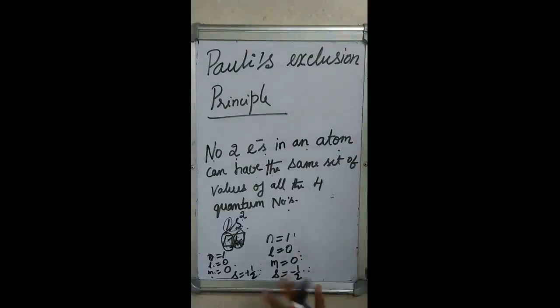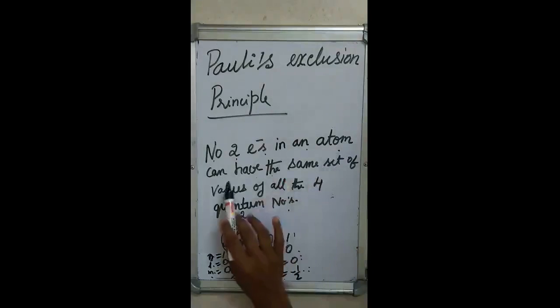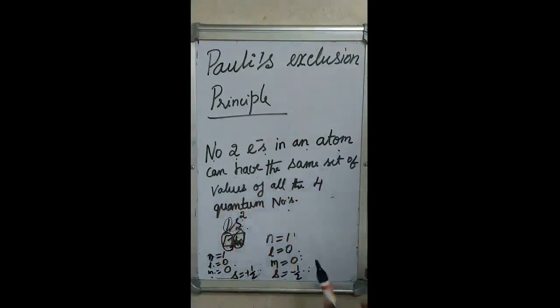So that is how we state it: no two electrons in an atom can have the same set of values of all four quantum numbers. In the spin quantum number, it will change. This is Pauli's exclusion principle. All these principles are very important. Questions are asked for 2 marks, like "State and explain Pauli's exclusion principle." So you should write the statement as well as an example.